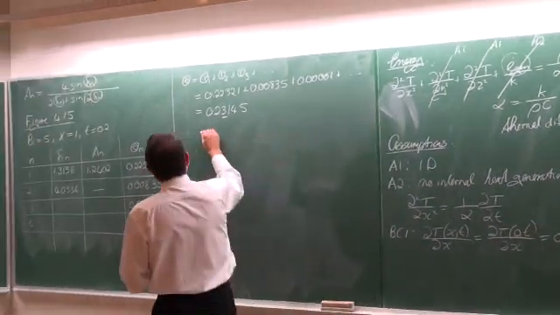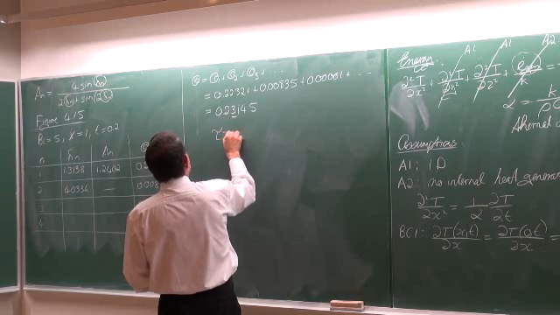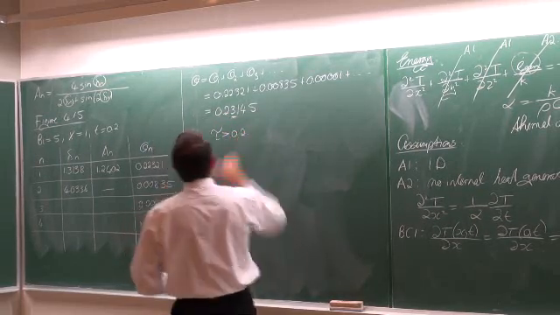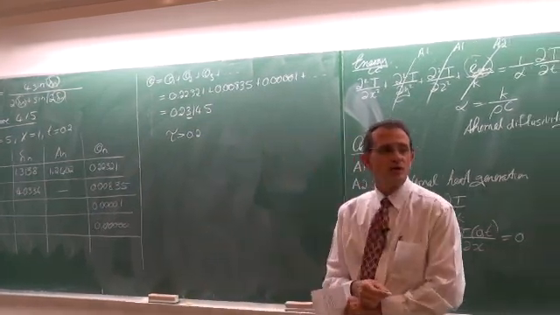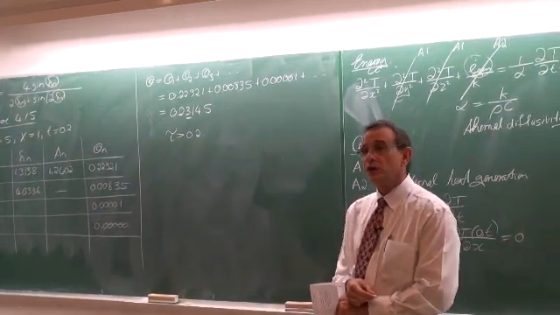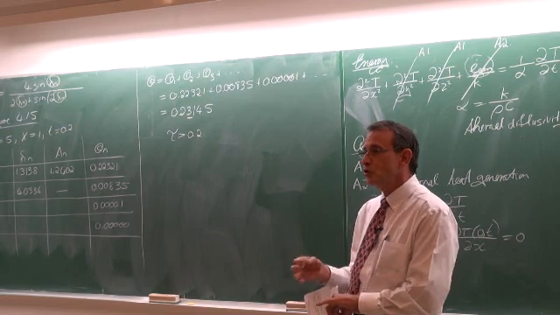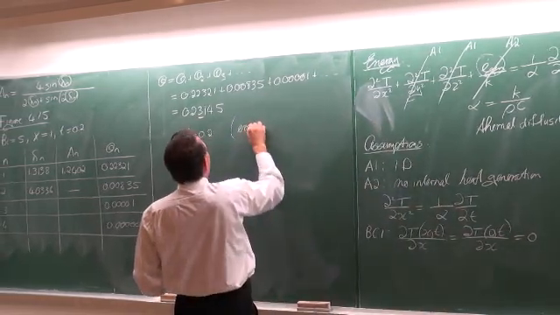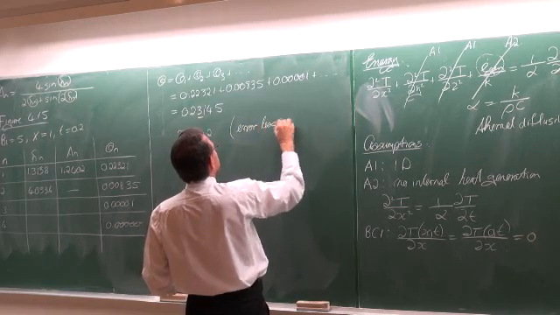And in general, it has been found that if tau is larger than 0.2, if the non-dimensionalized time that you want the solution for is larger than 0.2, the error would be less than 2%.